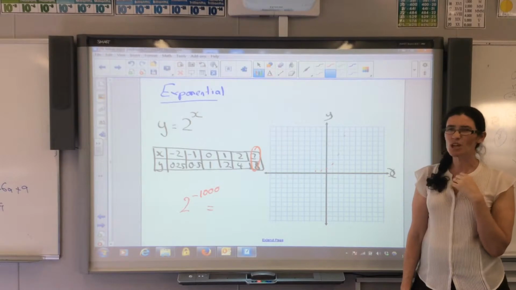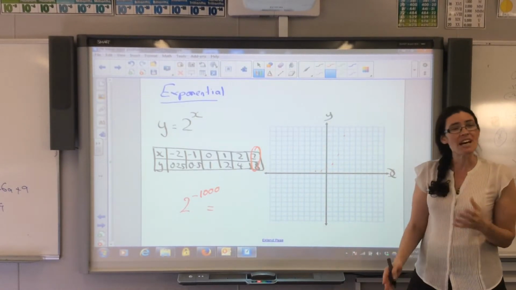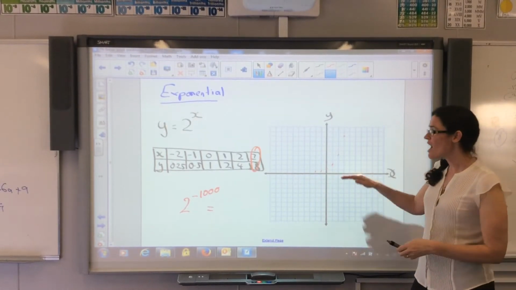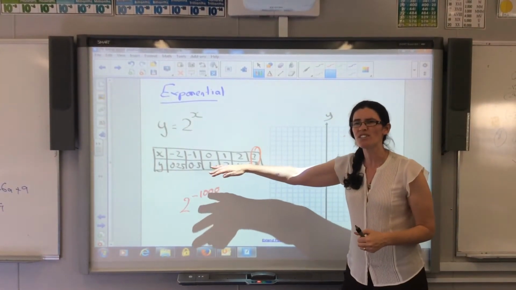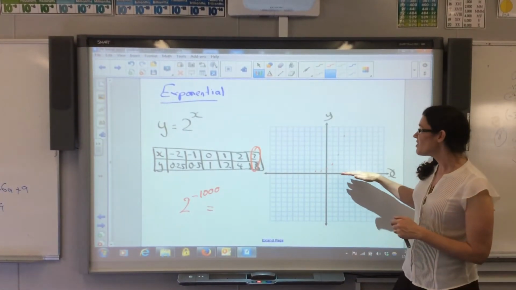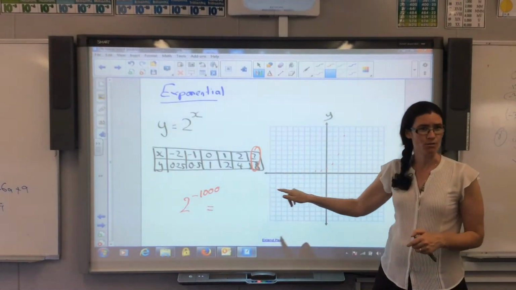It doesn't actually go back up again, and it doesn't keep going down and down. We've discovered something that is kind of cool. Our graph, no matter how far I go across, never ends up negative, and it never ends up going up. This has got a special name. This is called an asymptote.